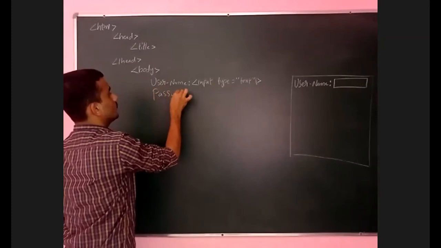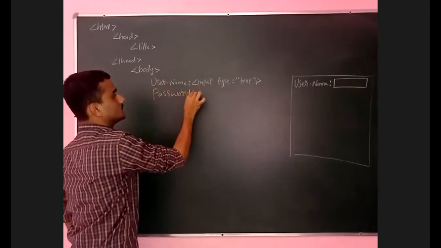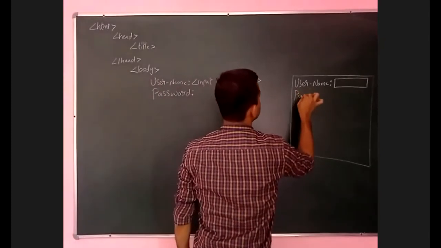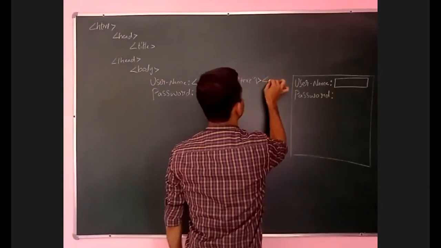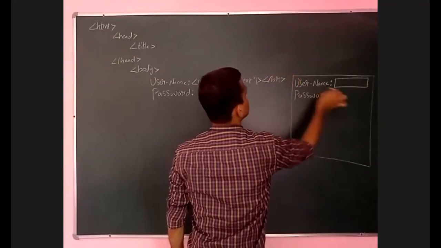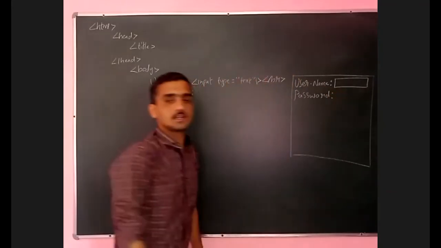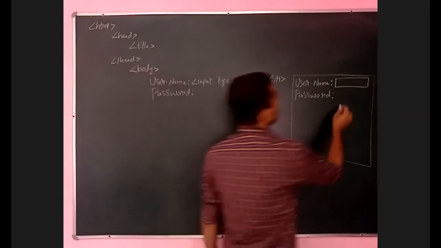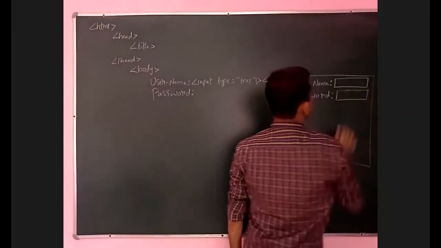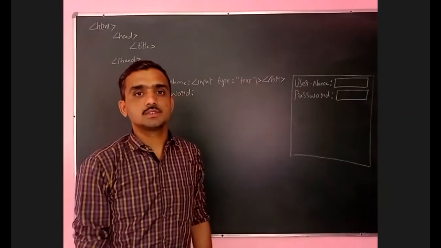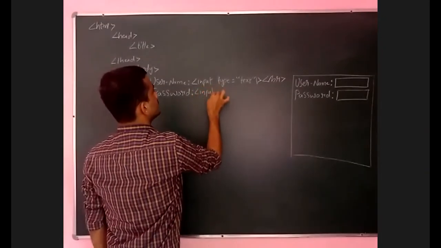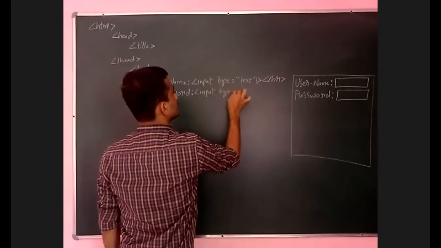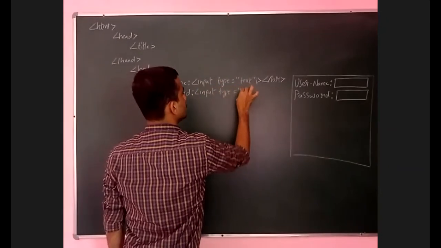Next, coming to the password. If you write this as it is, it will appear. Password. We have to write the br tag so that this label appears on the next line. And again, if you want a box here where the user can type, it is the same thing: input type is equal to, instead of giving text, you give password.